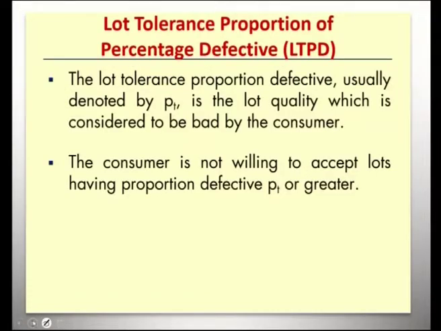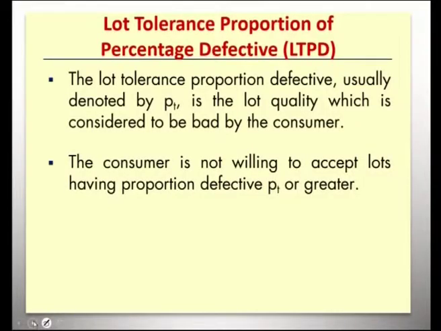This P1 is called the acceptable quality level, and a lot of this quality is considered as satisfactory by the consumer. Next terminology is LTPD, that is lot tolerance proportion defective, or percentage defective. Instead of discussing only good lots, now we are discussing rejecting parts. Where the defective fraction is very small, the lot is considered to be good and it is accepted by the consumer.